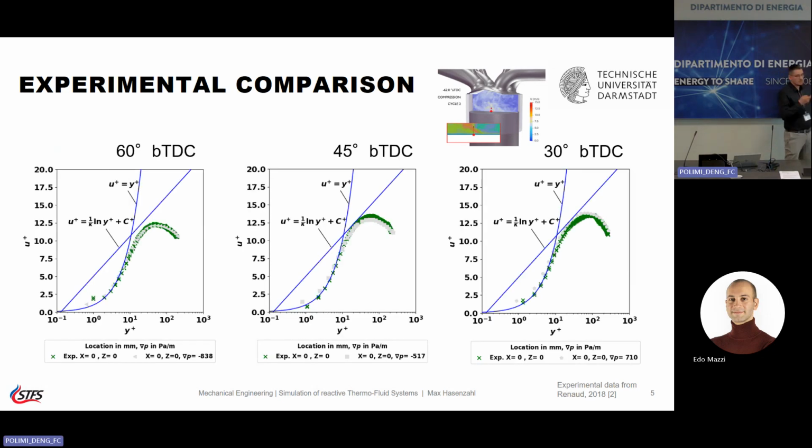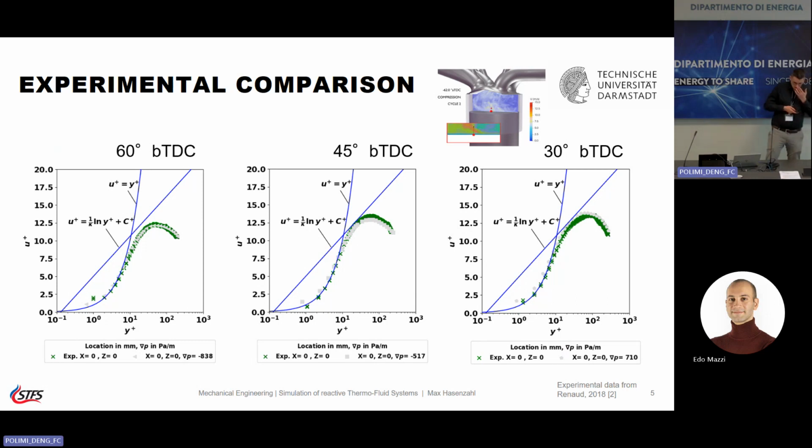here are these typical U plus Y plus plots. So I scale both the experiment and the simulation. I also noted the pressure gradient here. This will become a little bit important in a second. Generally, we see quite good agreement between the experiment and the simulation if we actually non-dimensionalize the data.